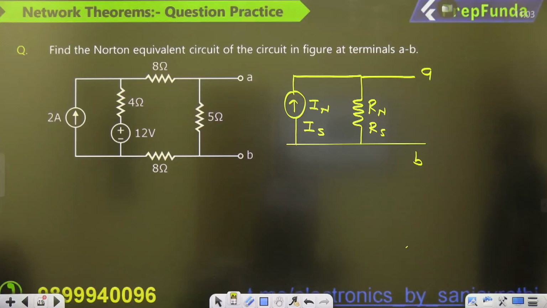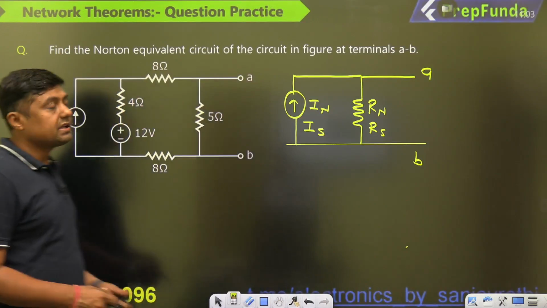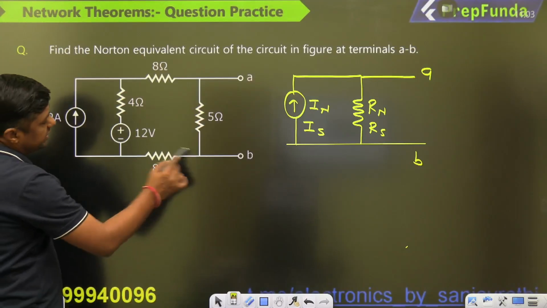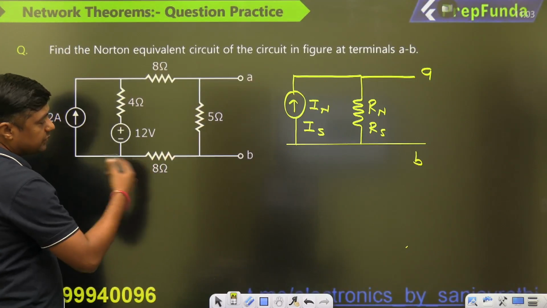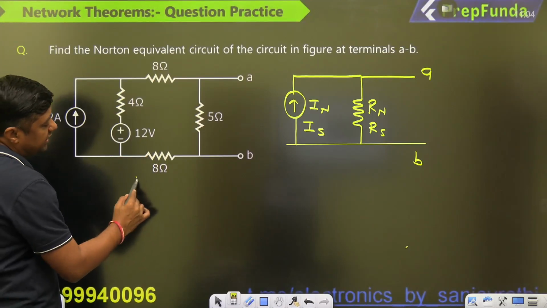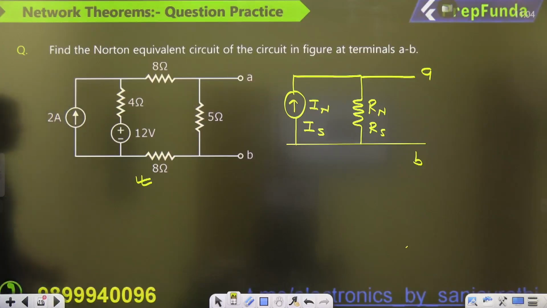Find the Norton's equivalent circuit of the figure across A and B. If you are practicing the question, what is new in this? This terminal is not grounded, guys. We have the 8 ohm resistor here, downward, we have the 8 ohm. That is the different thing about this particular question. This is the differentiator, 8 ohm connected here, and you have to find the Norton's equivalent across this resistor. Take care of this. Normally, students are missing this resistor.